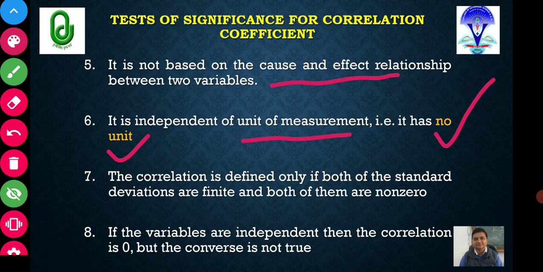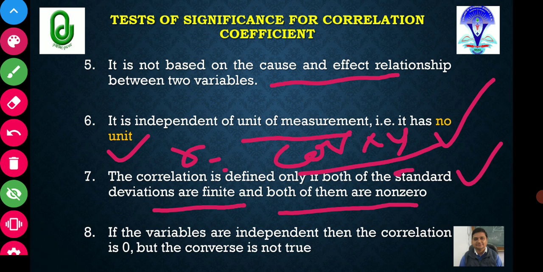The correlation is defined only if both the standard deviations are finite and both of them are non-zero. So if standard deviations are finite and non-zero, that means more than 0 and they should not reach up to infinity, under this condition the correlation can be defined, because the correlation coefficient r is equal to covariance xy divided by standard deviation x into standard deviation y. So if the standard deviation is 0, then this term will be infinity, and the correlation coefficient cannot be defined. So you cannot define the correlation coefficient if the standard deviations are non-finite or 0.